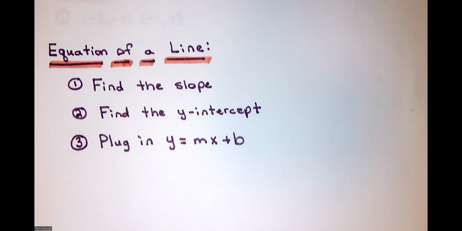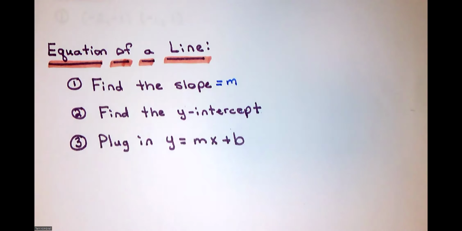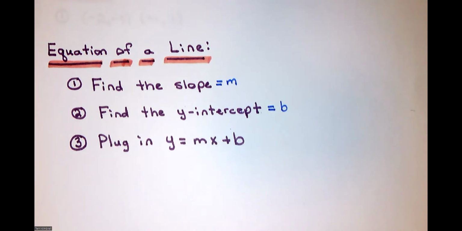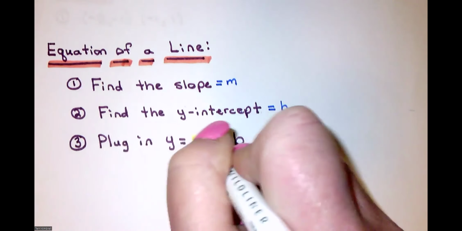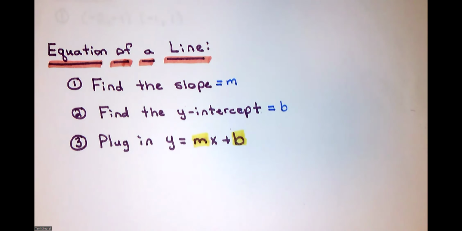So basically, when you're putting the equation of the line, you have to find the information in the order that I just spoke about. The first thing is you want to find the slope. Remember that your letter for slope is M. Then you're going to find the y-intercept. Remember that the letter for your y-intercept is the B. Then you are going to plug in your M and your B, and you have your equation of the line.